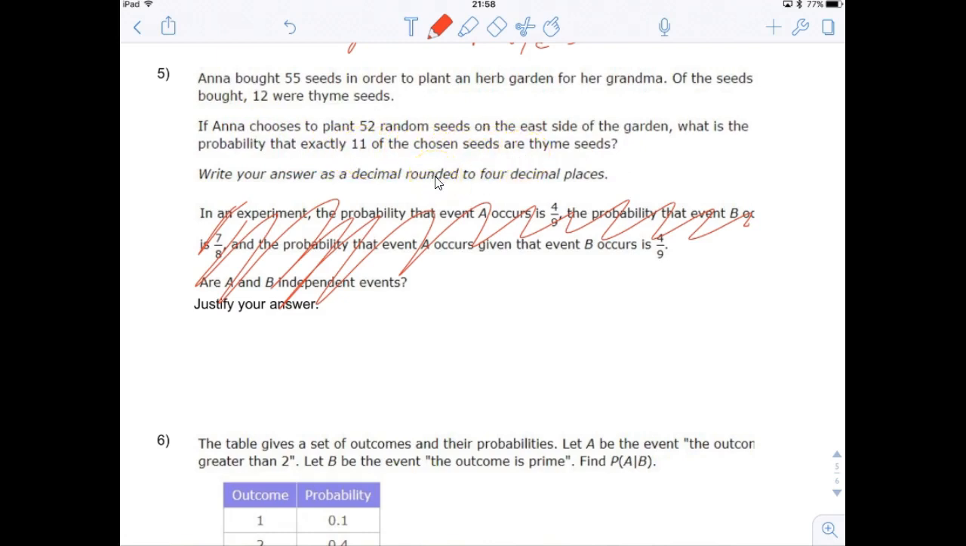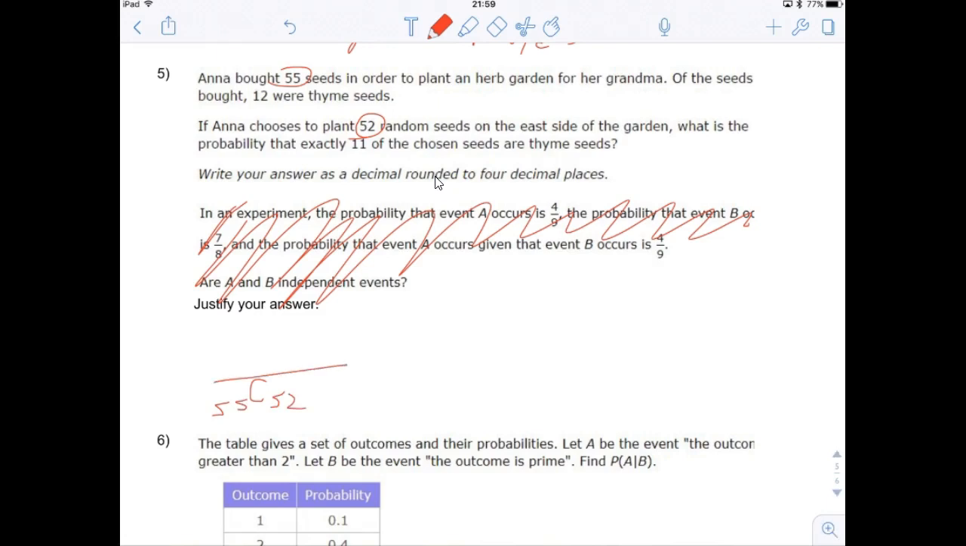Okay, so here we're going to use the concept of combinations and all the different ways of pulling out, let's see, okay, 52 seeds out of 55 seeds. What are the ways of choosing 52 seeds out of 55 seeds? So that would be 55 choose 52, and that's in the denominator, right?